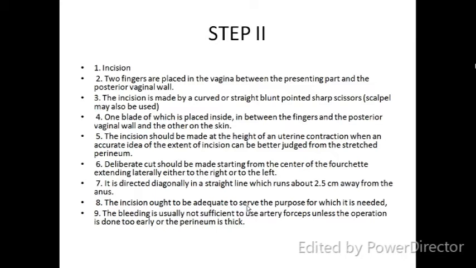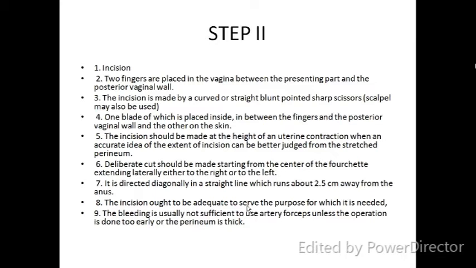A deliberate cut should be made starting from the center of the fourchette, extending laterally either to the right or to the left. That is your choice. Usually right is given. It is directed diagonally in a straight line which runs about 2.5 cm from the anus. The incision ought to be adequate to serve the purpose for which it is needed. That is why you are giving an episiotomy: to prevent perineal laceration, and in case of forceps delivery, because when you do an instrumental delivery without giving an episiotomy, it causes so much laceration it can extend up to the uterus and pelvic wall. So the incision ought to be adequate to serve the purpose for which it is needed.